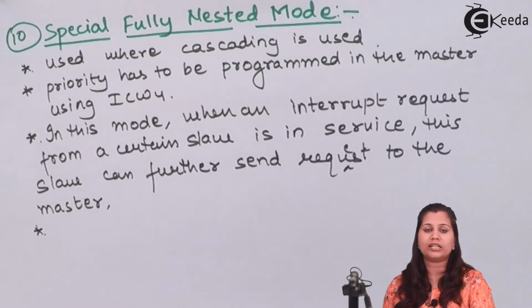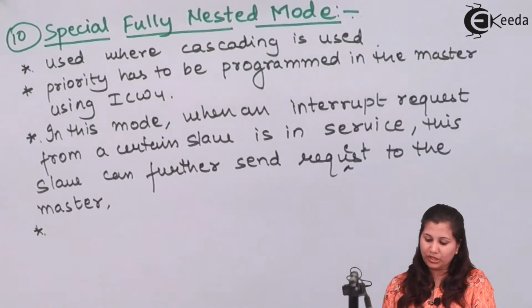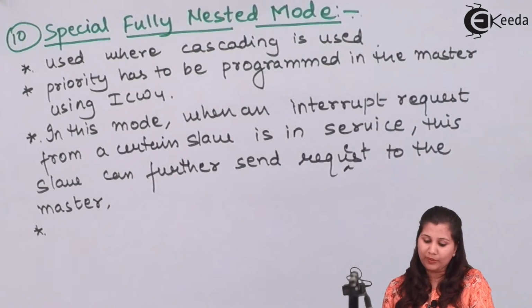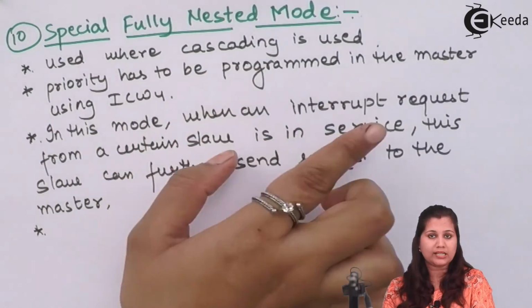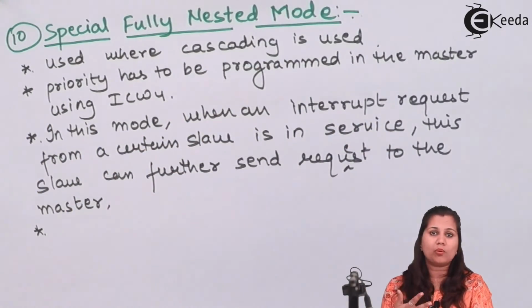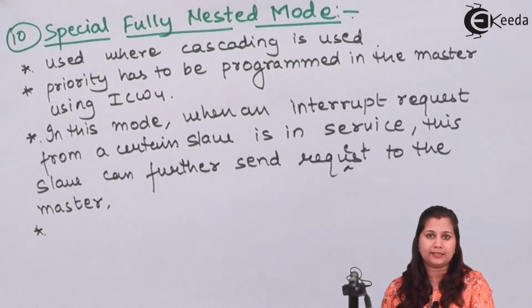If it is 0, then it will check the interrupt requests generated by other slaves. So using this special fully nested mode, it is possible for the slave to send one or more requests to the 8259 master IC.